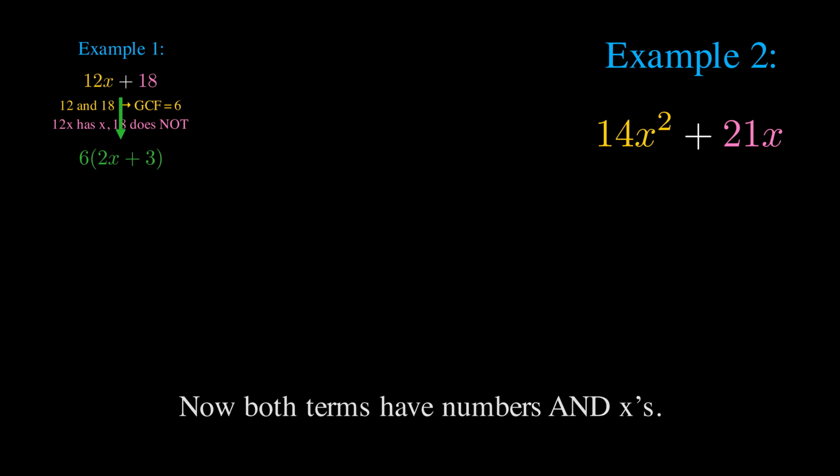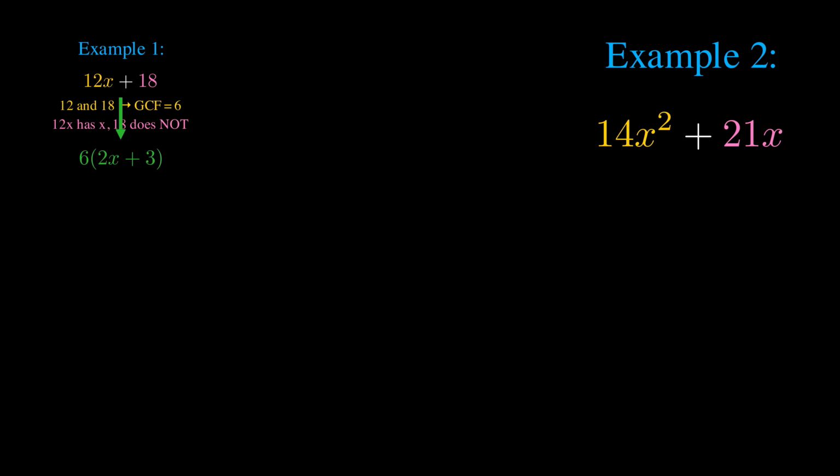Now let's look at example 2. We have 14x squared plus 21x. This time, both terms have numbers and x. 14 and 21 both divide by 7. So the number GCF is 7.